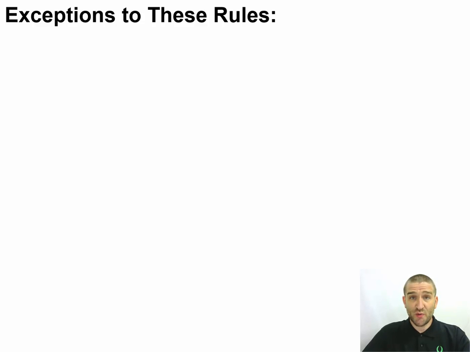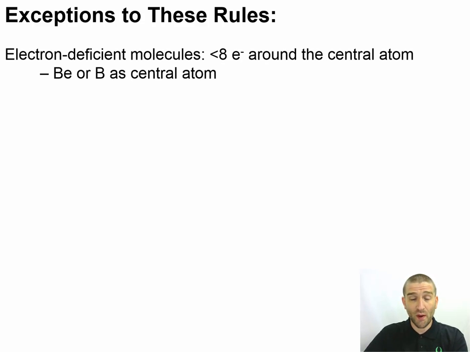When we draw our Lewis structures, we're expecting to get to an octet, but there's some exceptions to that rule. We're not always going to end up with 8 electrons on it. Now let's see when those 3 exceptions occur. Now, one category is going to be electron deficient molecules.